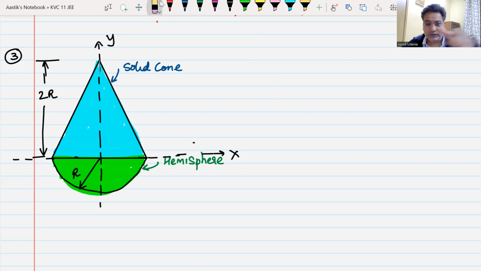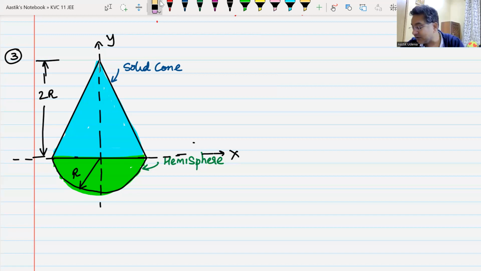The z coordinate of the center of mass will also be 0. The only thing is this figure is not symmetrical about the x-axis. We need to find out the y coordinate of center of mass. Do we understand this? Yes or no? Again, it is given that this is made up of body of the same material. Solid cone, body of the same material.